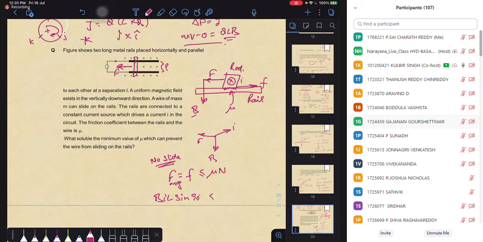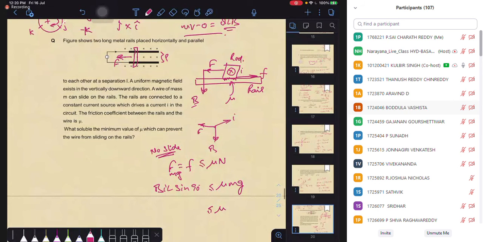BIL should be less than mu N, and here N is my mg. So you can get the condition on mu. So mu should be greater than BIL over mg.